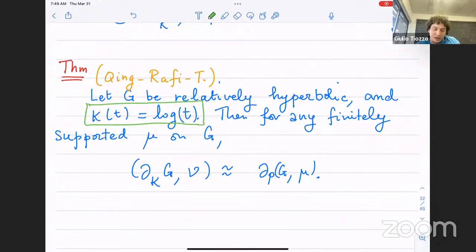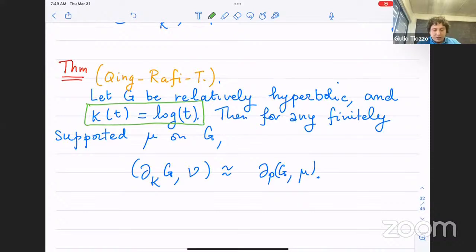And if you take a finitely supported measure on your group, okay, your group is relatively hyperbolic and also in some sense non-elementary, maybe non-amenable for sure. And so you can use this logarithmic function as your tracking rate, and this would work, and it would give you an identification of your Poisson boundary with the kappa boundary.